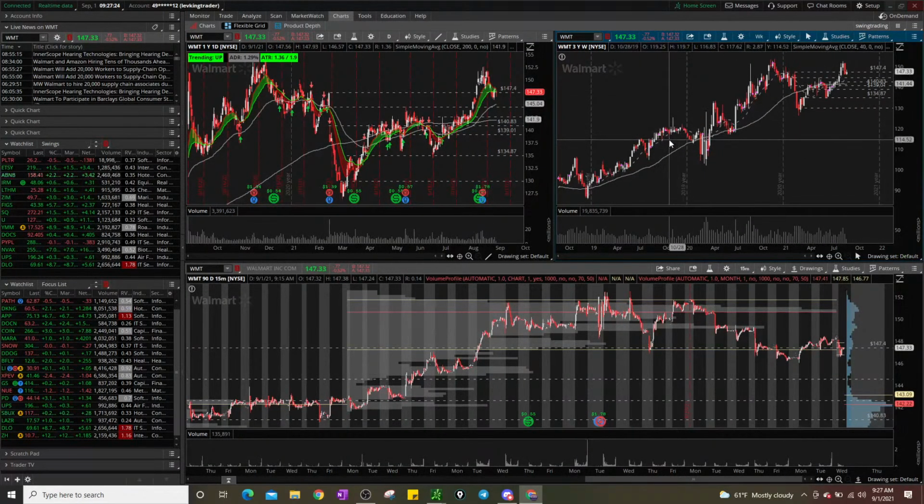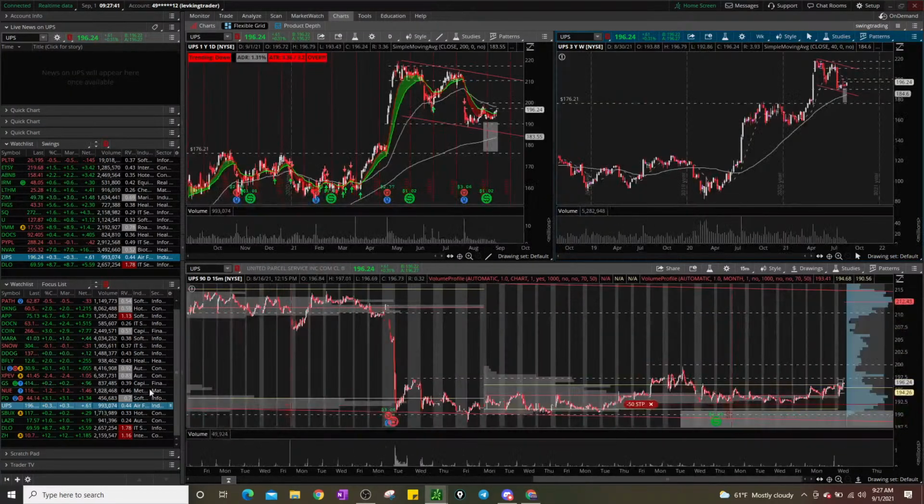So how do you use them? Usually when the price is above both of those moving averages, the stock is in an uptrend. You can use them as trailing stops for the longer plays. We can look at some stocks. For example, let's look at something like maybe UPS.